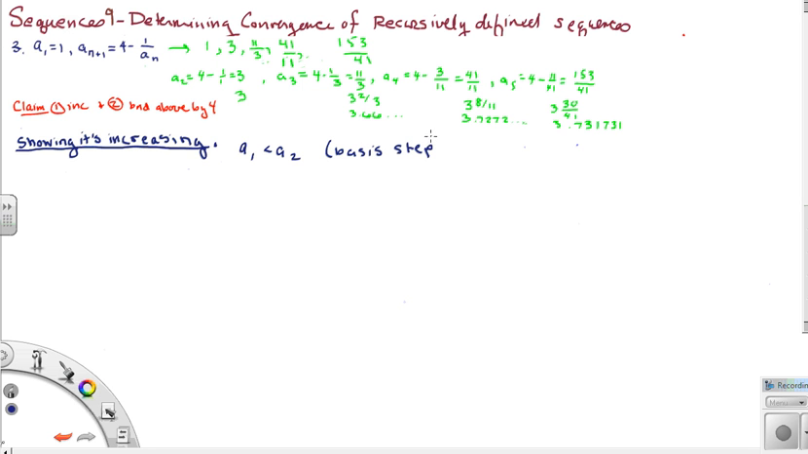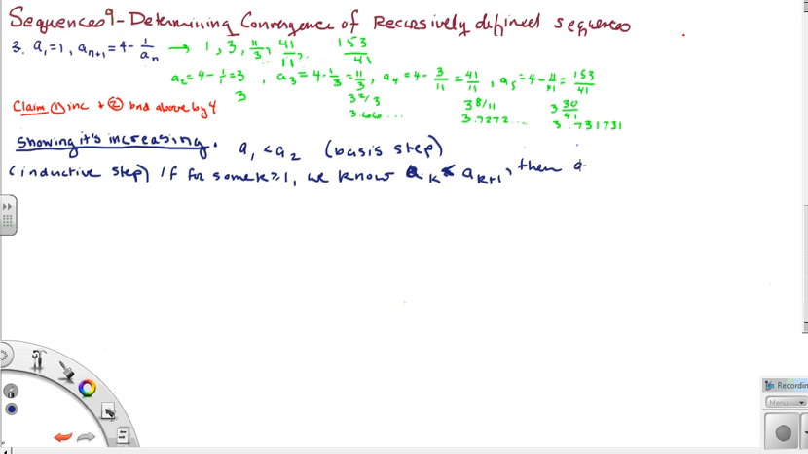And the inductive step, the next part of this argument, I'm going to write this down, the inductive step, is showing that if we know for some integer k, of course, bigger than or equal to 1, we know a sub k is less than, well, we're going to prove strictly increasing, a(k+1), then necessarily a(k+1) is less than a(k+2).